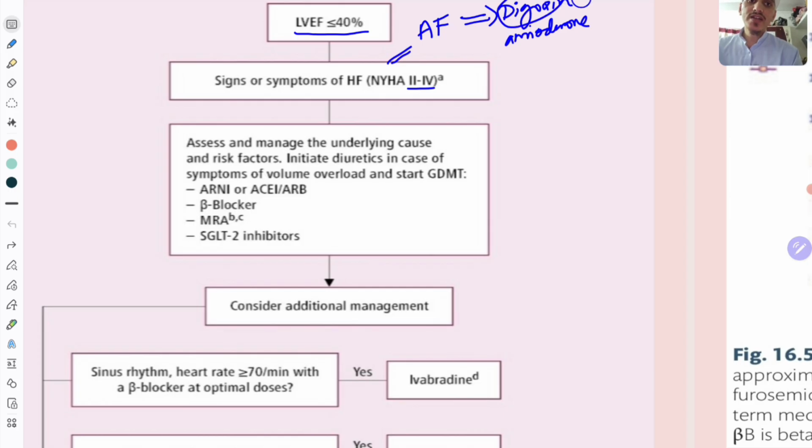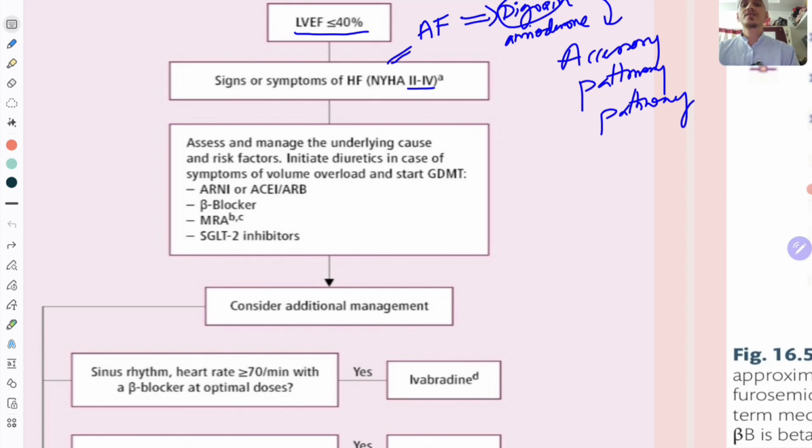Use digoxin only when the probability of an accessory pathway is excluded. Then only should you use digoxin. So for atrial fibrillation with heart failure, you should use amiodarone, or digoxin if an accessory pathway is excluded. Or else, for rate control, you can use beta blockers, but not in the acute stages.